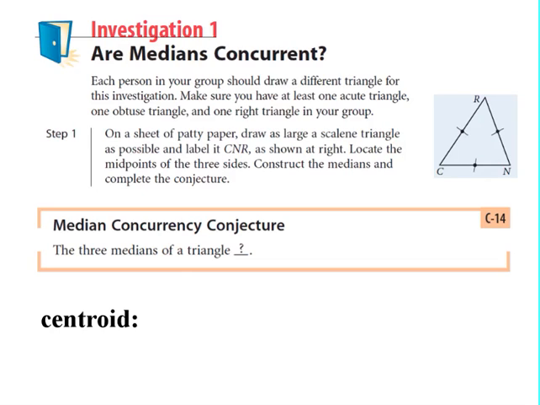On a sheet of patty paper, draw as large a scalene triangle as possible and label it C and R. Scalene means what about all your sides? They're unequal, so make sure you don't have any sides that are the same. So we need an acute, an obtuse, and a right, and they all have to be scalene. Yes, all scalene.